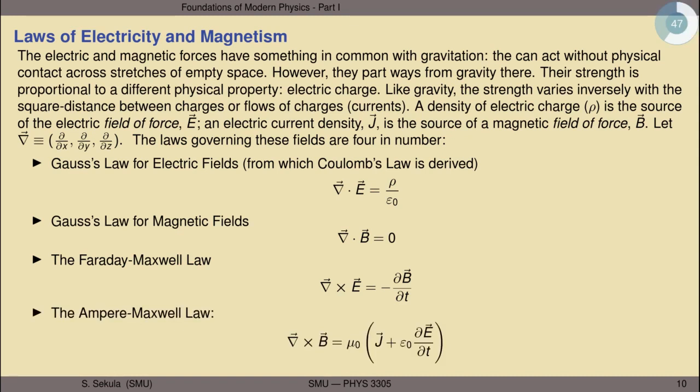And then finally, there's the Ampere-Maxwell law. And this tells me something a little bit similar to the Faraday-Maxwell law. And that is that if there's a time-changing electric field, or if there's a current density of electric charge, a flow of electric charge, or both, then this results in a magnetic field. So the left-hand side tells me that there's a magnetic field that exists. The right-hand side tells me where those magnetic fields might come from, either from a charge current density or from a time-varying electric field. And mu naught here is another fundamental constant of nature.